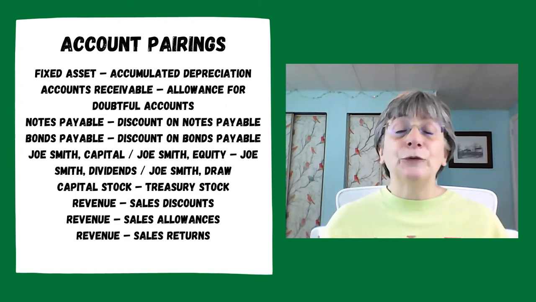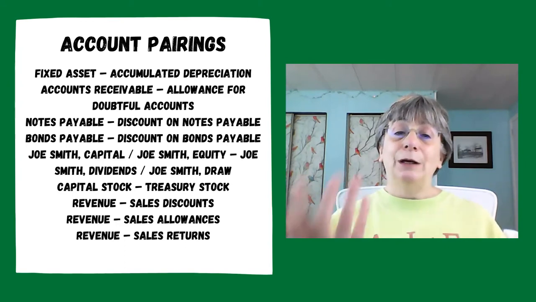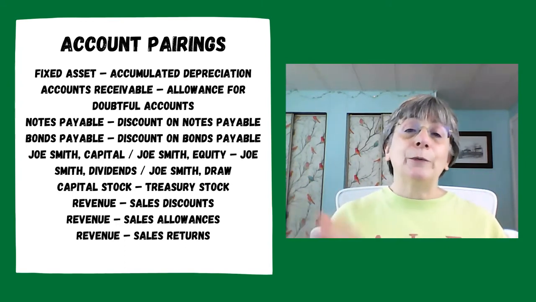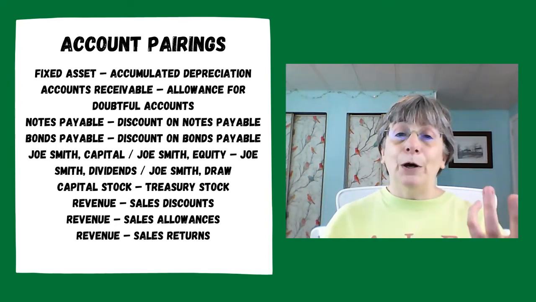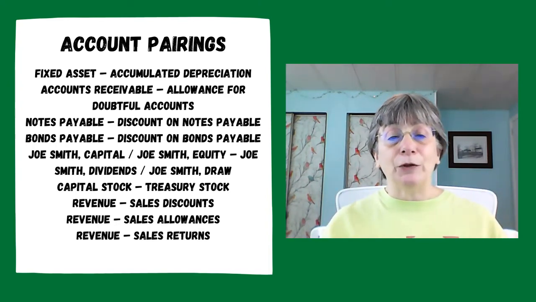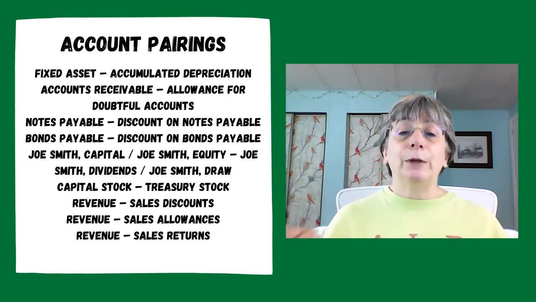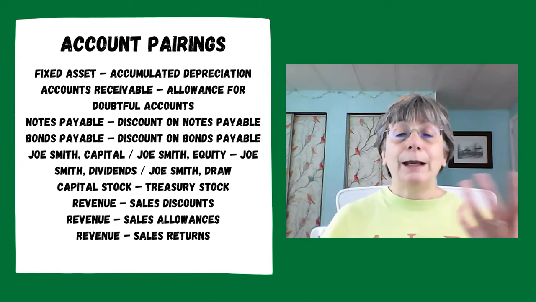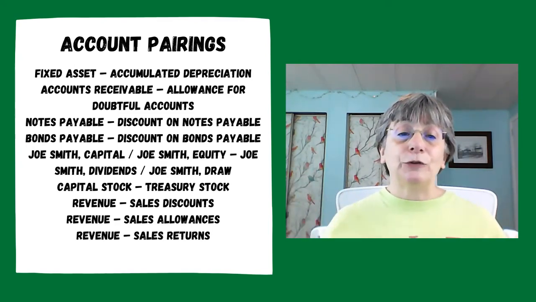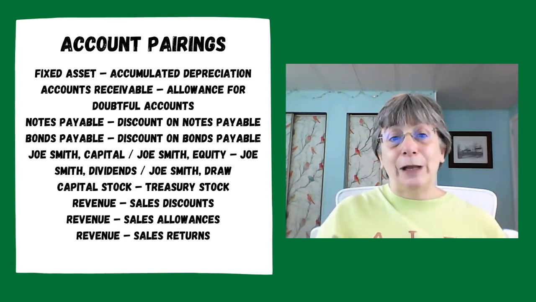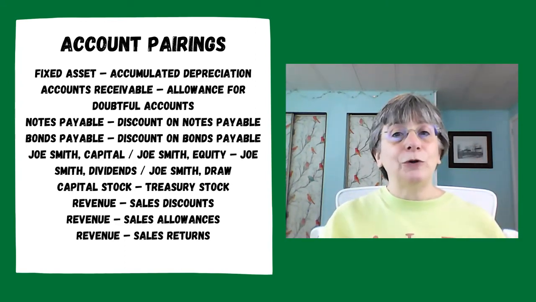So let's talk about some account pairings. Fixed assets, accumulated depreciation. Notes payable, discount on notes payable. Bonds payable, discount on bonds payable. Joe Smith Capital or Joe Smith Equity can have Joe Smith Dividends or Joe Smith Draw. Capital stock, treasury stock. Revenue, sales discounts. Revenue, sales allowances. Revenue, sales returns.